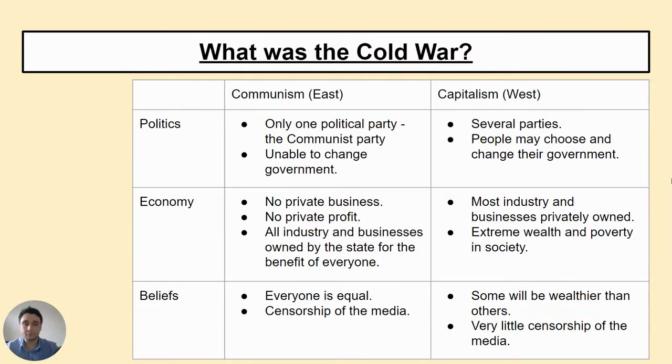whereas you cannot do that in a communist system. So hopefully this shows that there's a huge difference between the capitalist way of life and the communist way of life. And this is why the war began.